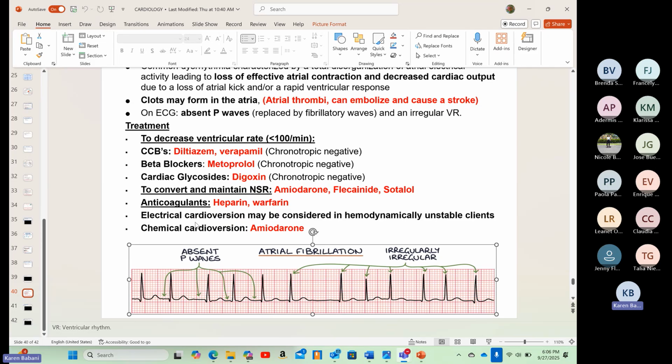Now, if all these medications are not working and your client is hemodynamically unstable, meaning they have hypotension, then we're going to do electrical cardioversion. Or again, the chemical cardioversion, which is done with your amiodarone.